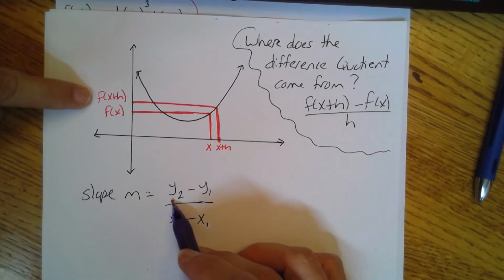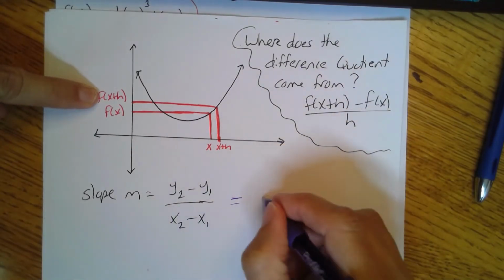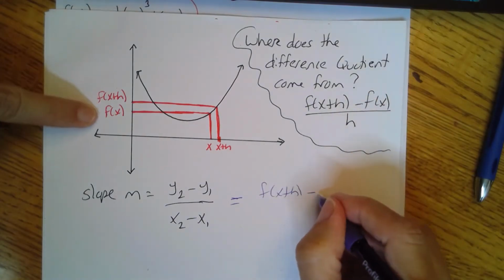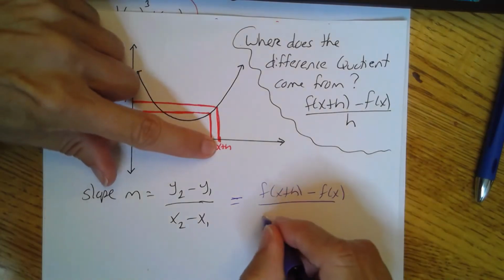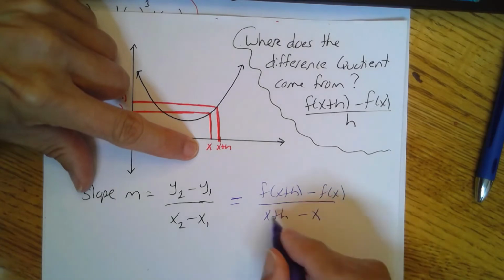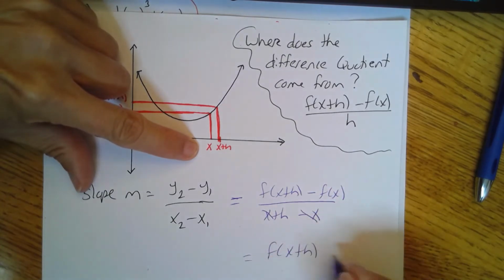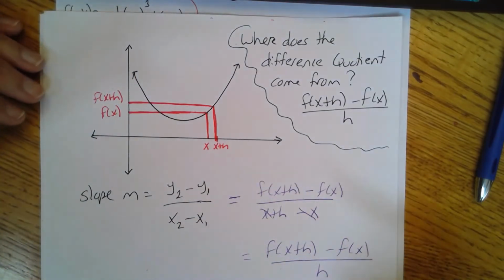y2, which is this f of x plus h. So we get f of x plus h minus y1, which is f of x, all over x2, which is x plus h, minus x. So those x's just cancel, and we end up with f of x plus h minus f of x all over h. Now what is h? H is just a very small number.